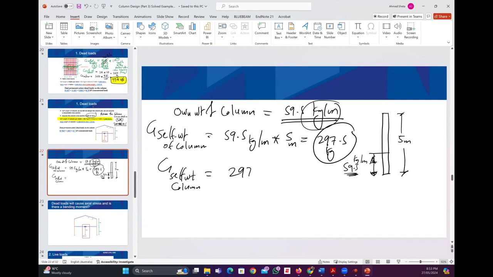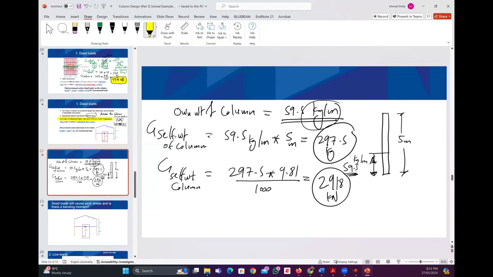Again, we need to convert it to what? Kilonewton. How do we convert it to kilonewton? 9.81 divided by 1000. So this becomes 2.918 kilonewton. So do you understand that? Do you have any problem with the load? No, that's all good. Okay, thank you.